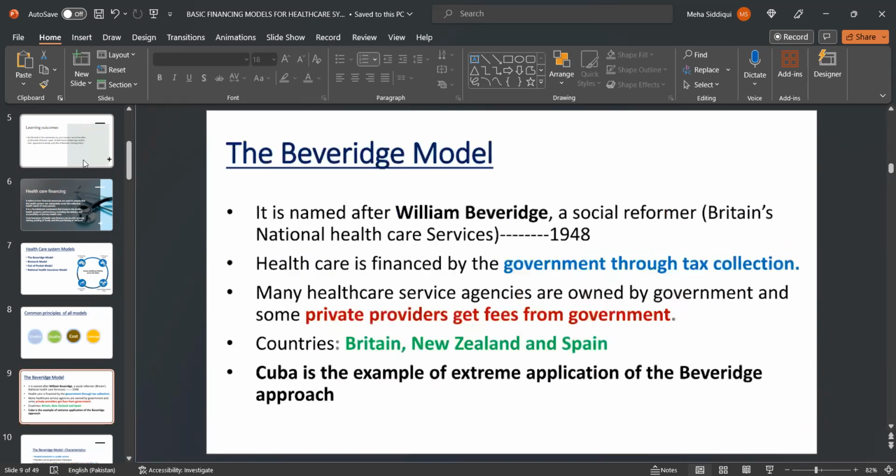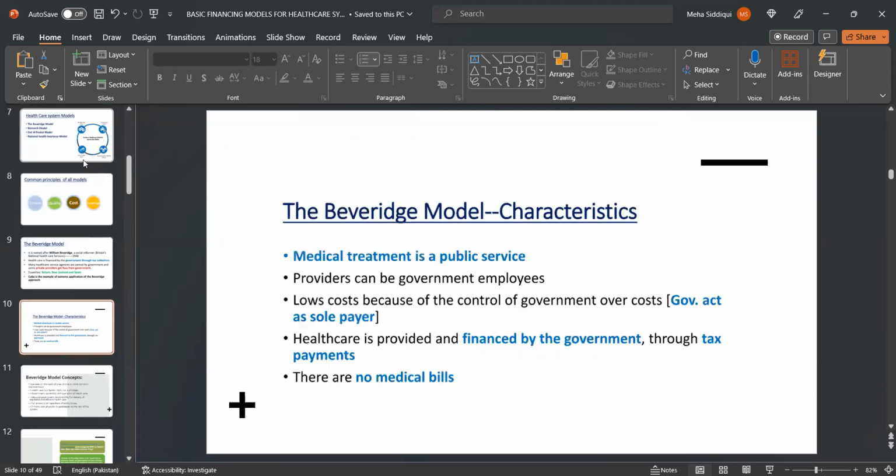The Beveridge model was named after William Beveridge, a social reformer. Healthcare is financed by the government through tax collection in this model. Many healthcare service agencies are owned by government and some private providers get fees from government. The main countries where this model is working are Britain, New Zealand, and Spain. Cuba is the example of extreme application of the Beveridge approach.